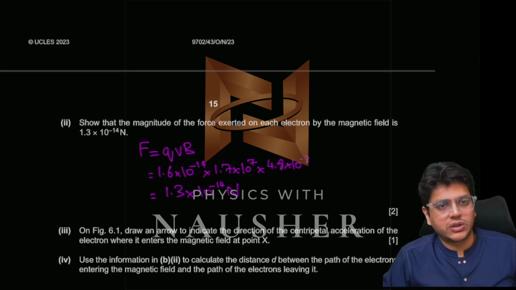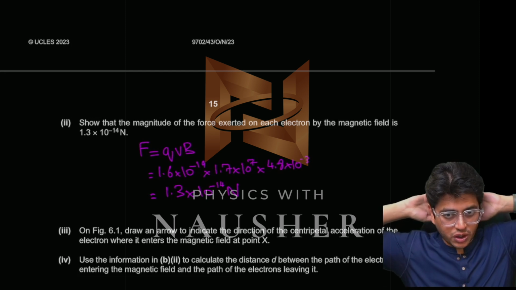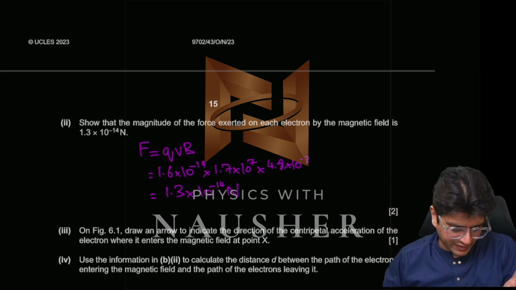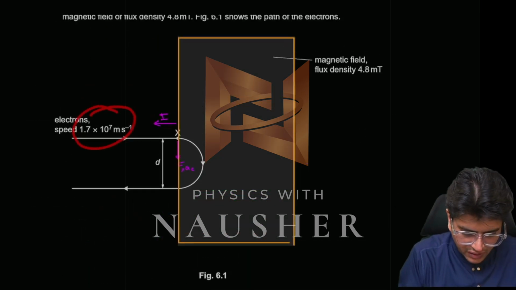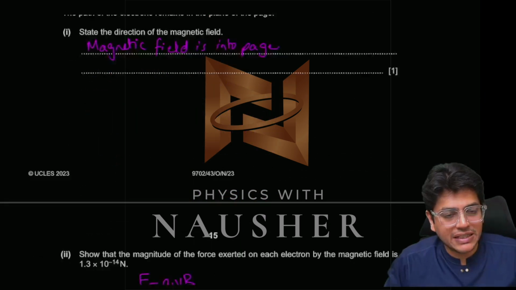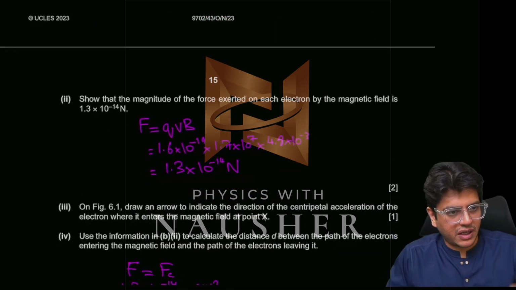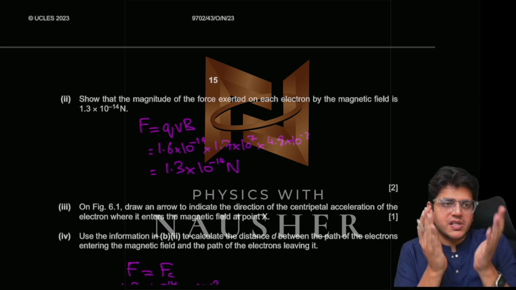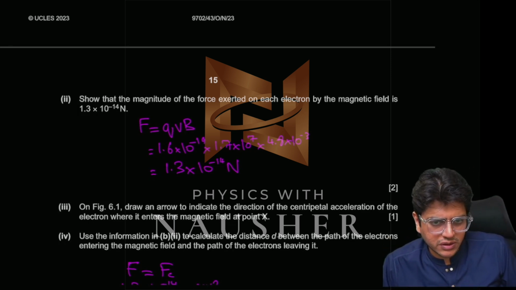Show that the force has this magnitude. So the formula for the force is QvB, force on a moving charge. You know the charge on the electron is 1.6 × 10^-19. The velocity was given to you in the question, 1.7 × 10^7 over here, and the strength of the field was 4.8 milli, so milli is 10^-3, and the force is 1.3 × 10^-14. And this force also provides you with the centripetal force. And what is the direction of centripetal acceleration? It is the same as the direction of the centripetal force.